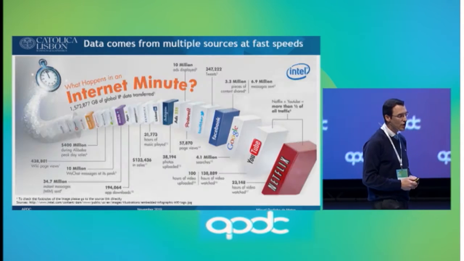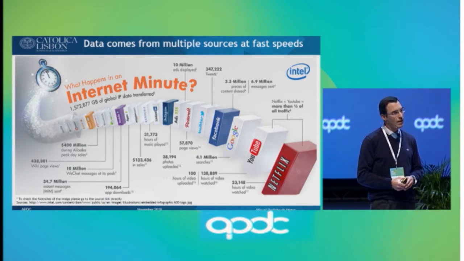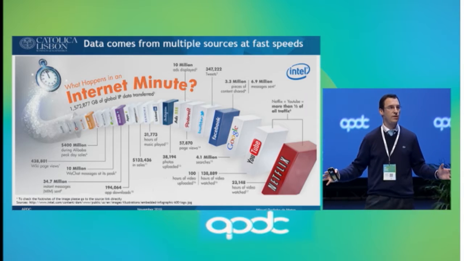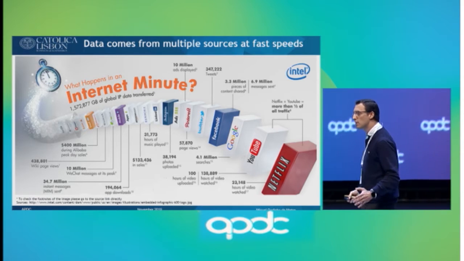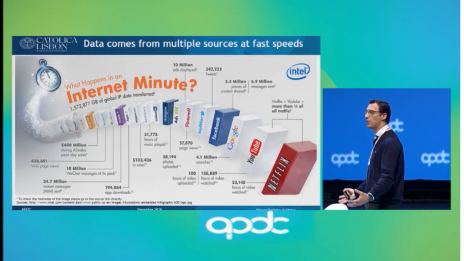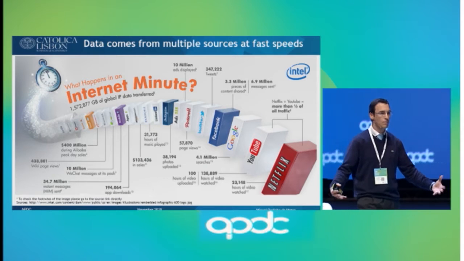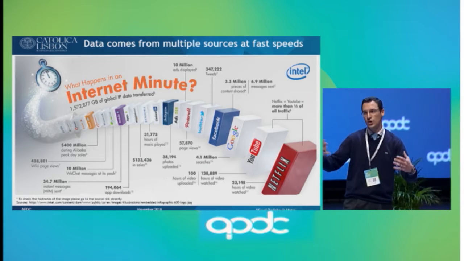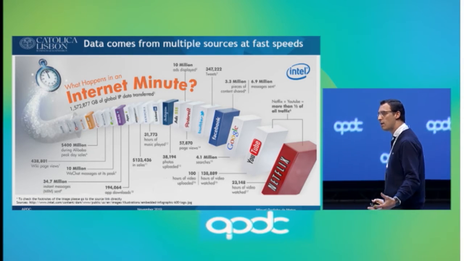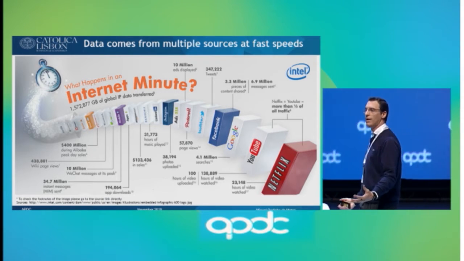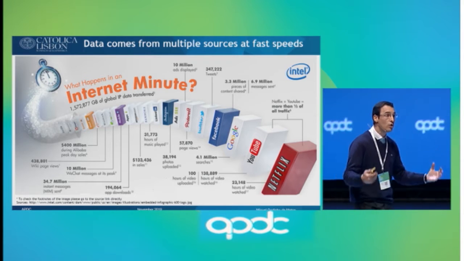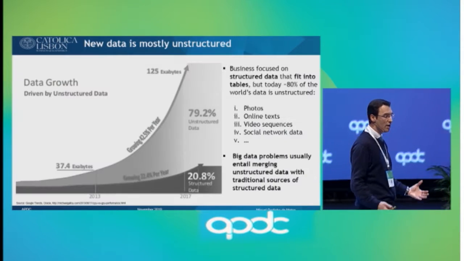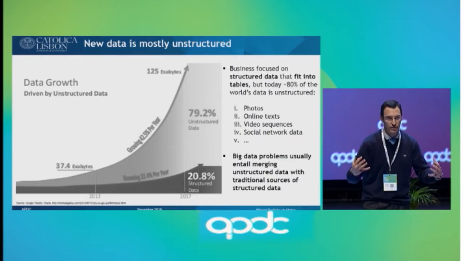So not only are we generating more data than ever before, data is coming from multiple sources at fast speeds. We now have data from videos that we post online, from queries that we make, from posts and images that we share in social media, from emails that we exchange with our colleagues. There's a big problem here, an engineering one, which is that the majority of the data that we're generating today is what I would call unstructured data.